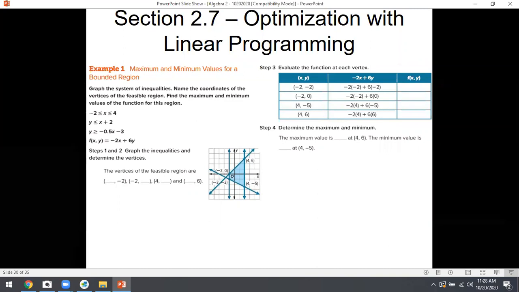Okay, example number 1 today. Write down this system. Boom, this right here. We're going to take our time going through this. You got to see it done.